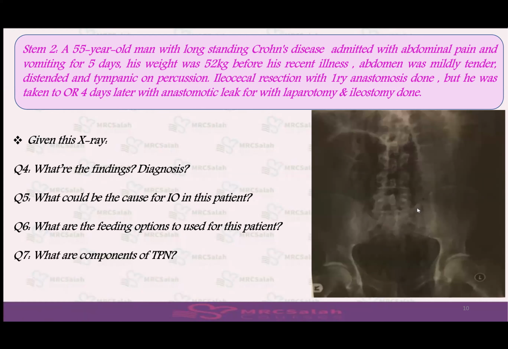What are the components of TPN? So we should have the major energy supply of carbohydrates, proteins, and fats, and also the trace elements and vitamins. In terms of ratio, it's usually 50% carbohydrate, and probably 30% fat, and the rest should go to protein and trace elements.